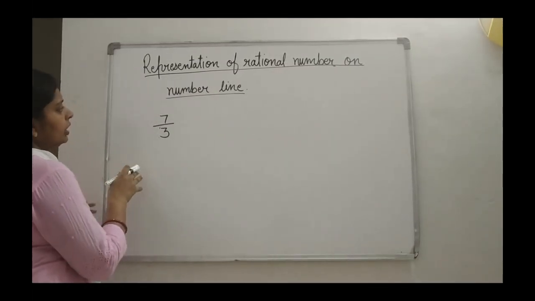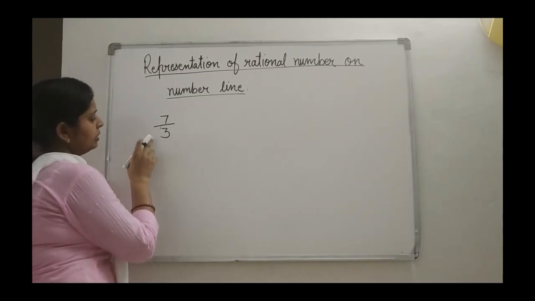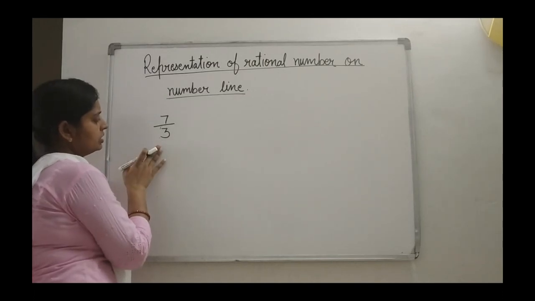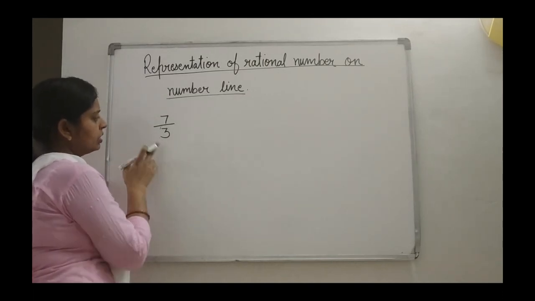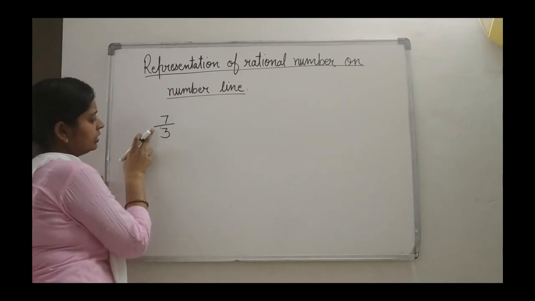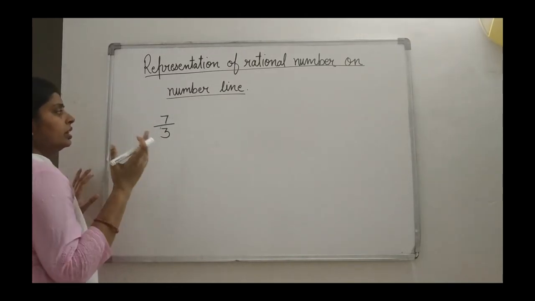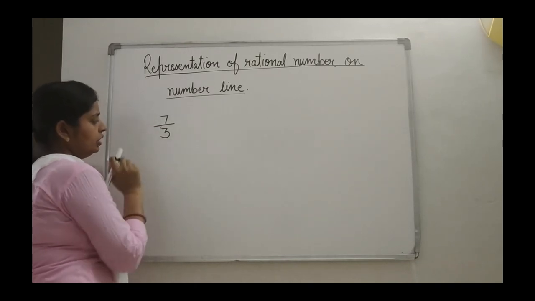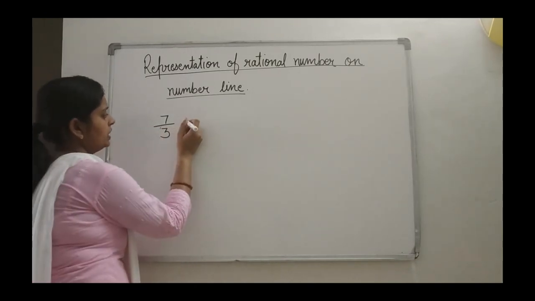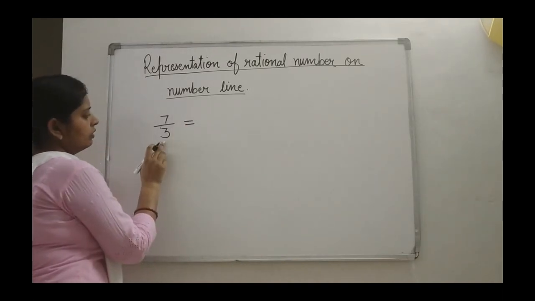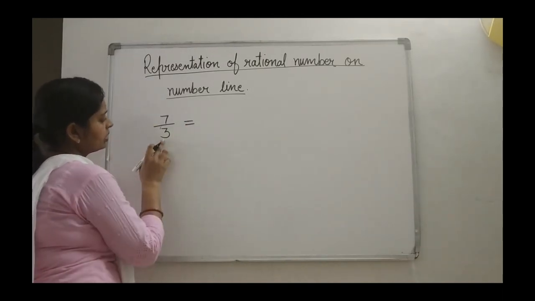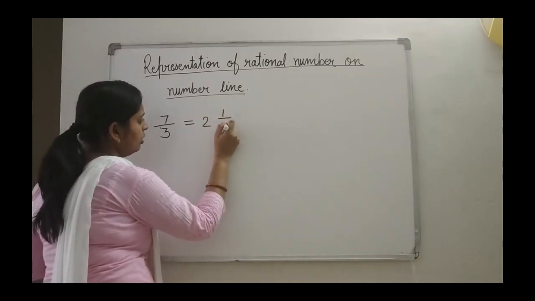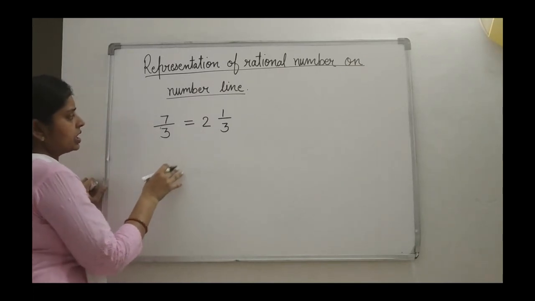Now, we have the rational number 7 upon 3, which is also a fraction, and an improper fraction because the numerator is greater than the denominator. When we have a rational number in which the numerator is greater than the denominator, we first turn it into a mixed fraction. You all know this. 7 upon 3 equals how much? 3 2s are 6 and 1 is left, so 1 will be in the numerator upon 3. We have done this in the previous chapter.